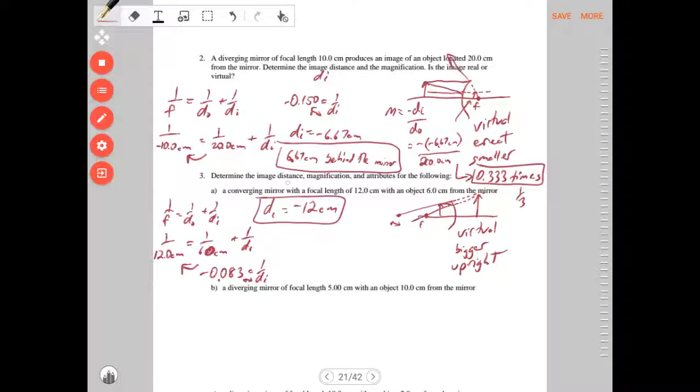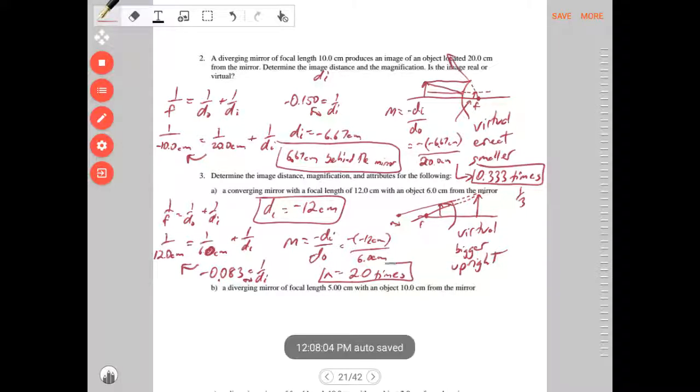And so that's the image distance. Magnification, we already did the attribute, so we just need the magnification now. So magnification is negative di over do. So negative 12 centimeters divided by do, which is 6.0 centimeters. Oh look, the two negatives make a positive. And 12 divided by 6 is 2.0 times. So the magnification is 2 times. So that's that one.